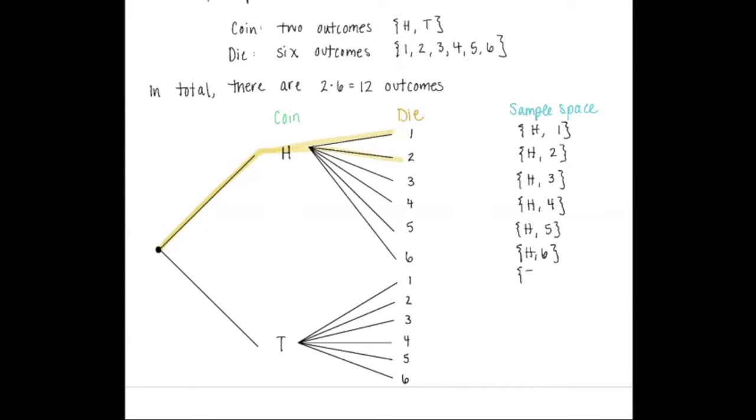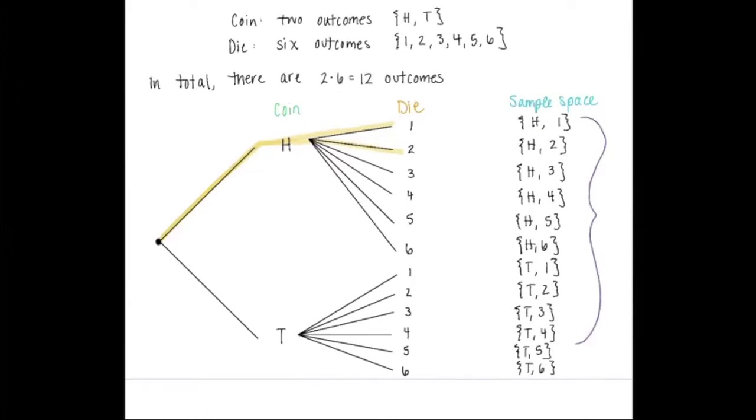then we do the same thing with tails. A tails and 1, a tails and 2, a tails and 3, tails and 4, tails and 5, and then squeeze this in, a tails and 6. And this gives you all 12 outcomes that can happen in that sample space. So this tree diagram is going to be really super effective for combining all of these events.